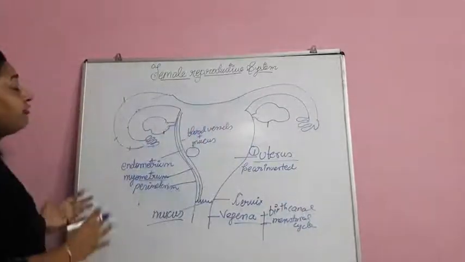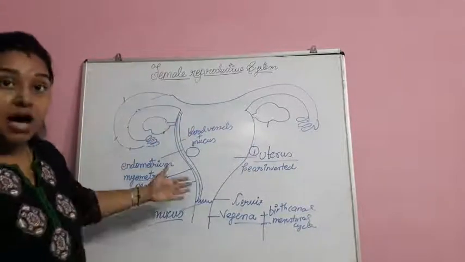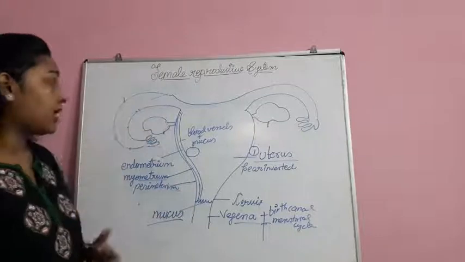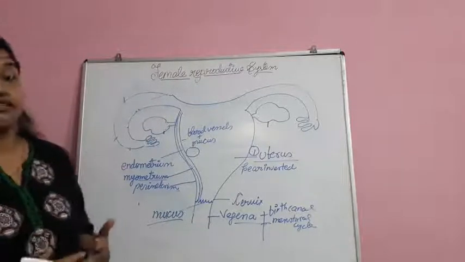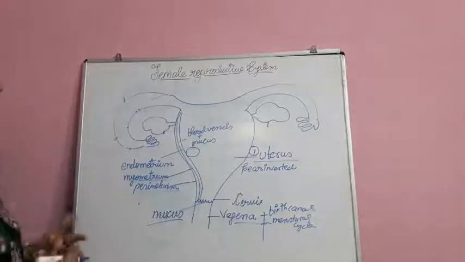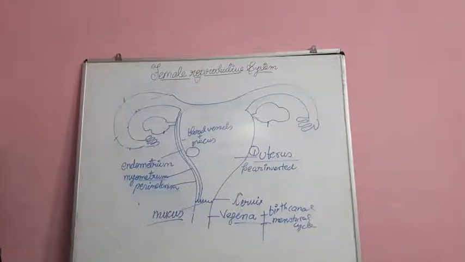So these are the female reproductive system parts in the human female. All these are the parts which play a major role in the human reproductive system. Further, in the next video we'll see about fertilization, parturition and implantation as well.